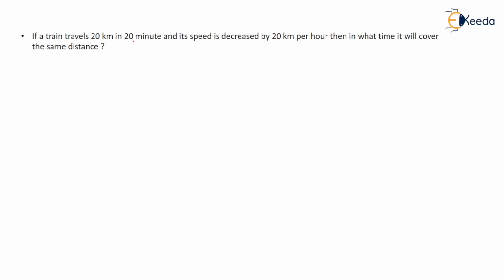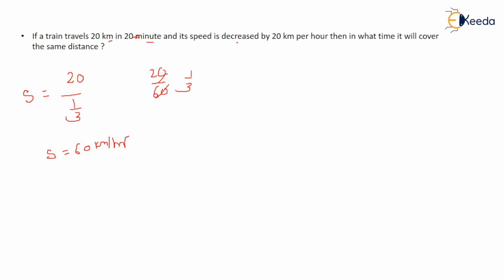Okay, a man traveled 20 kilometer in 20 minutes and its speed is decreased by 20 kilometer per hour. Then, in what time will it cover the same distance? Simple question again. First 20 kilometer he is traveling in 20 minutes. So the distance is in kilometer, the time is in minutes. So you have to convert 20 minutes into hours, so you do that, 1 by 3. Your speed comes out to be 60 kilometer per hour, right?